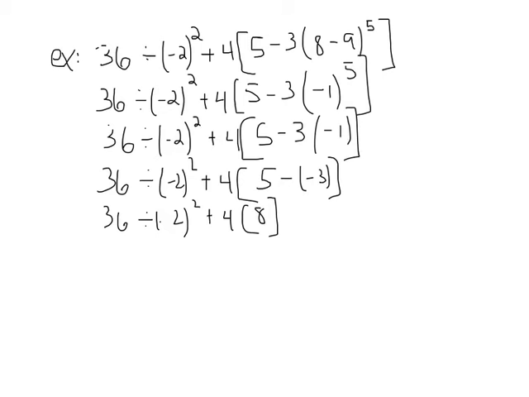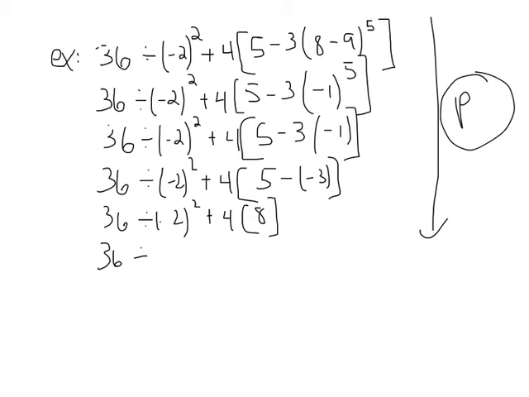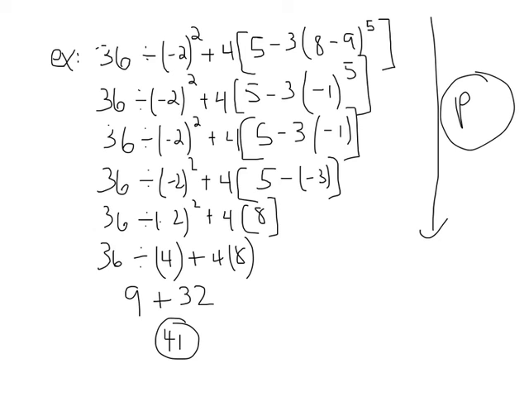So at this point, all of this is really dealing with the first P of PEMDAS, parentheses, even though we were doing other PEMDAS inside of that. Now we can deal with exponents. Negative 2 squared is 4. We're now going to do division and multiplication left to right. 36 divided by 4 is 9. 4 times 8 is 32, and 9 plus 32 is 41, and there you have it.